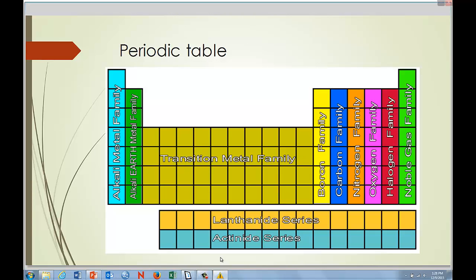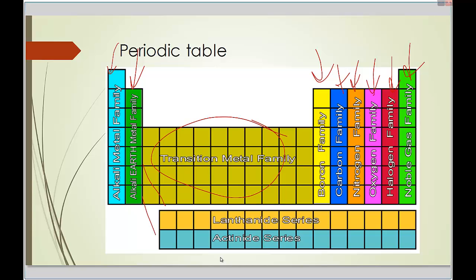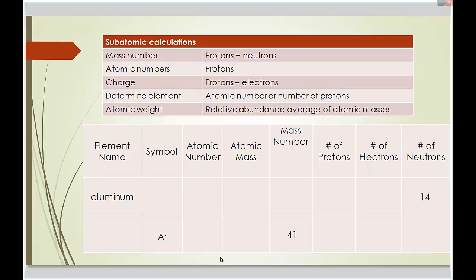Make sure you memorize the different parts of the periodic table. We have the alkali metals, alkaline earth, transition, the boron family, carbon family, nitrogen family, oxygen family, halogens, and noble gases. And then at the very bottom, that have actually been excerpted from the middle, is the lanthanides and the actinides. We can tell a lot from the periodic table, such as the symbol, the atomic number, the number of electrons. There are certain things that you can't look at the periodic table for and just automatically get.